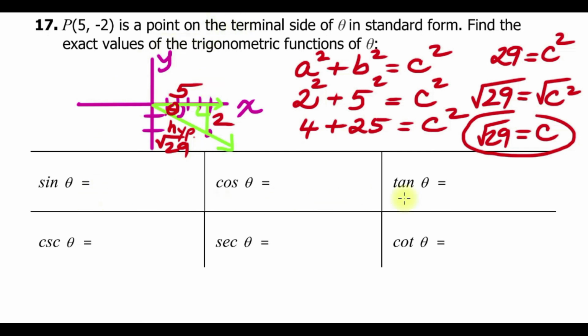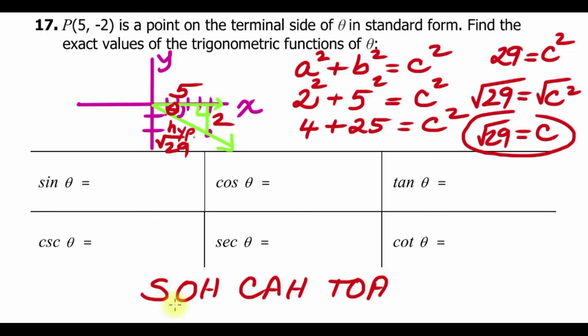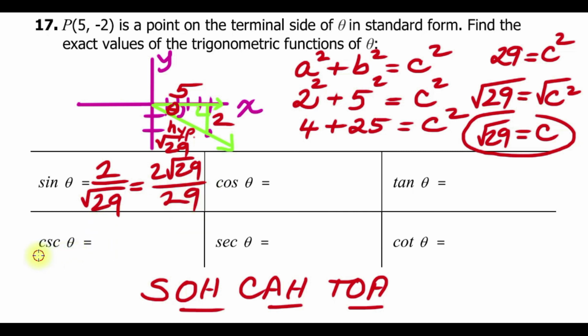Therefore, you can find these 6 trig functions. And we're going to use the phrase that helps us to remember the ratios of these 6 trig functions. So that's SOHCAHTOA. Okay, so sine is opposite over hypotenuse, cosine is adjacent over hypotenuse, and then tangent is opposite over adjacent. Okay, so sine is going to be 2 over square root of 29. Okay, you've got to rationalize. So it'll be 2 square root of 29 all over 29. Okay, and then cosecant is the reciprocal of sine, so you're just going to flip it. So this one would be square root of 29 all over 2.